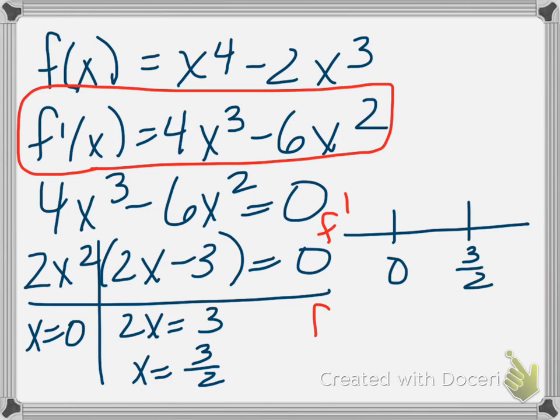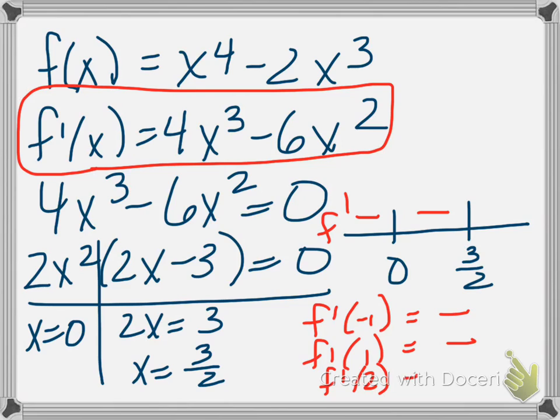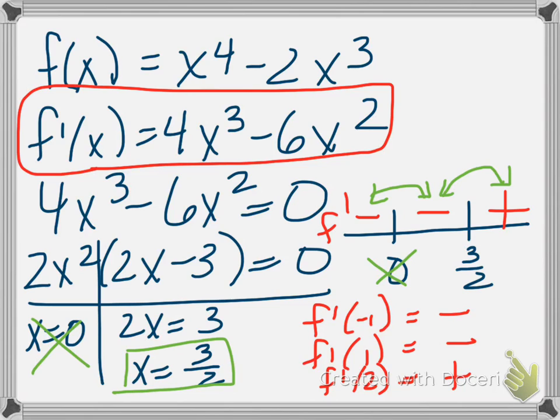So if you do f prime of -1, you will get a negative number. And then if you do f prime of 1, you get a negative number. And if you do f prime of 2, you get a positive number. So you're supposed to be looking for a sign change, and you can see from here to here it just went from negative to negative. There was no sign change. So therefore there is no critical point at x equals 0. And at 3/2 you can see it went from negative to positive, so there was a sign change, and therefore there's one critical point at x equals 3/2.